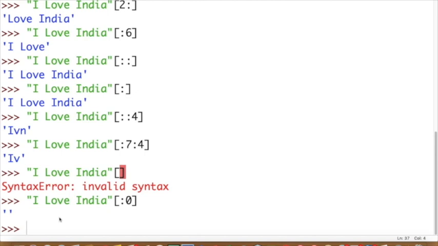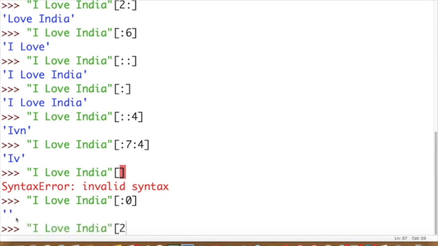Now in this example, since the starting index is not mentioned, we have to start with 0, and 0 is the ending index, so 0 minus 1 is minus 1 again. So we have just a blank string as output.